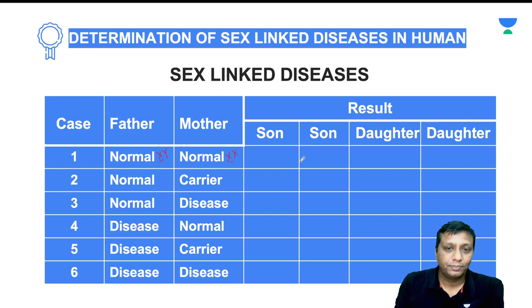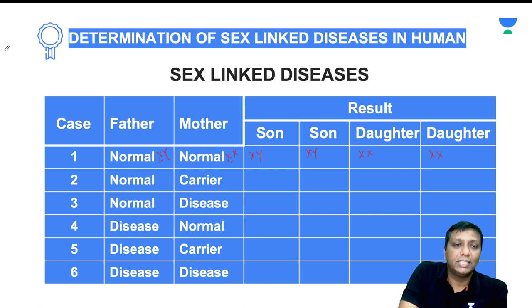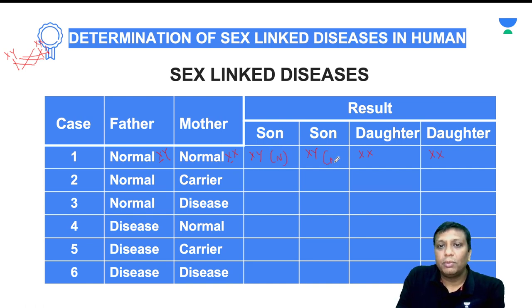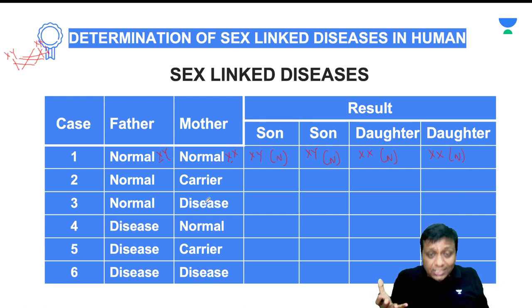The combination is XX, XX, and XY, XY. Everybody knows what I'm telling you. Very simple, guys. Father is normal, so father is XY. Mother is normal, so mother is XX, you know very well. So the combinations are XX, XX, XY, XY. Son is normal, son is normal, daughter is normal, daughter is normal. Everywhere, 100% normal. Very simple, guys.